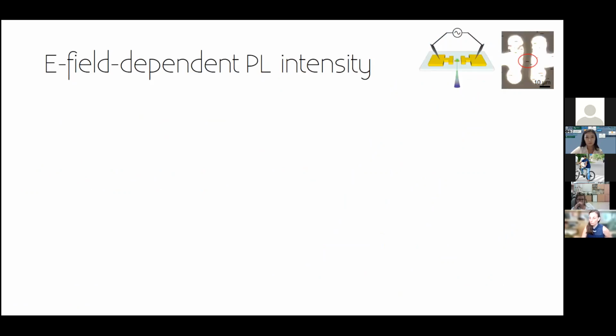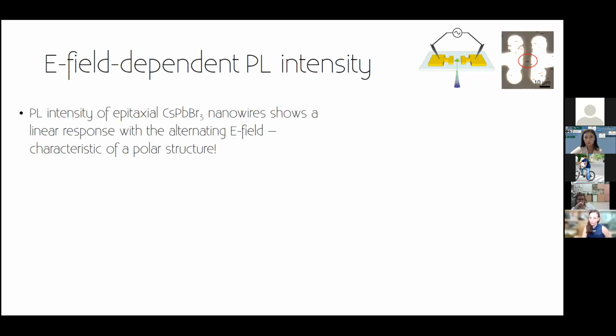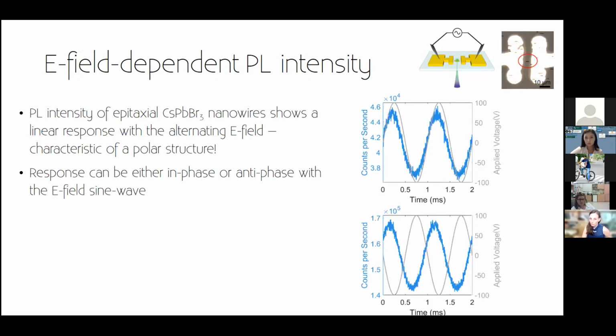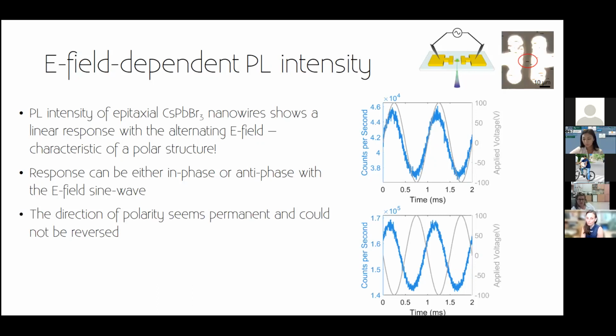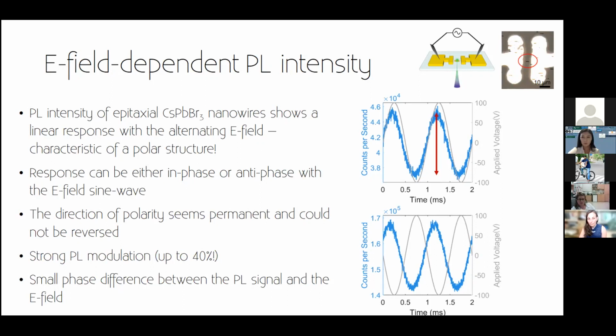So when we came to measure our nanowires, we were expecting, according to the centrosymmetric material, to get the double frequency result. But surprisingly, we saw this linear result, both in phase and anti-phase. And this was very surprising, since we weren't expecting this material to have any polarity in it. Another important point is that the direction of polarity seemed permanent. We could not flip it, even when we used opposing DC fields and even higher magnitudes.